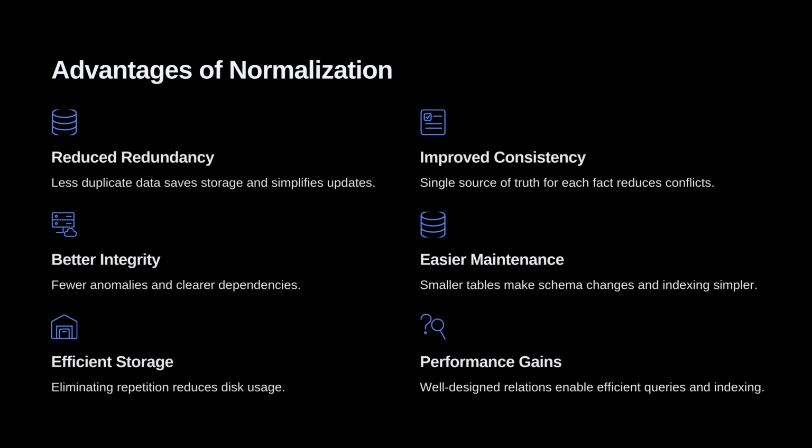So what do we get from normalization? First, it reduces duplicate data. It also improves consistency because we don't have unnecessary copies of the same information. It improves data integrity, makes maintenance easier, and can save storage space. Basically, a well-organized database is much easier to manage than a huge table full of repeated information.